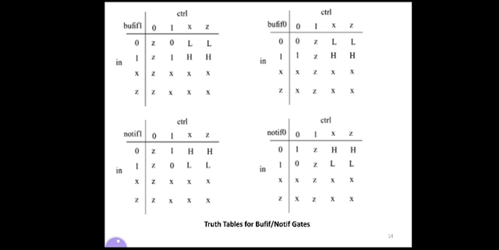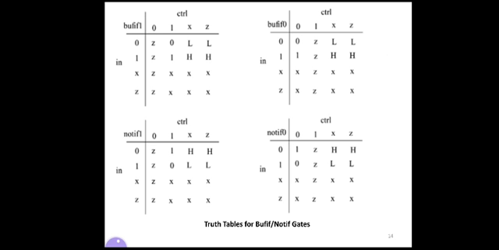So when control input is X, the corresponding output for input 0 is L, and for 1 it is H. For X, again it is an unknown value. For Z, it is an unknown value. Similar to that, if the control input itself is high impedance, then if you have input 0, output is L, input 1, output is H, then X, output is X. For Z, output is X.